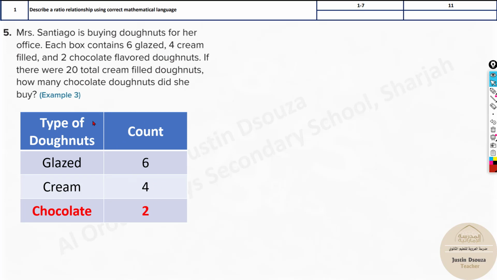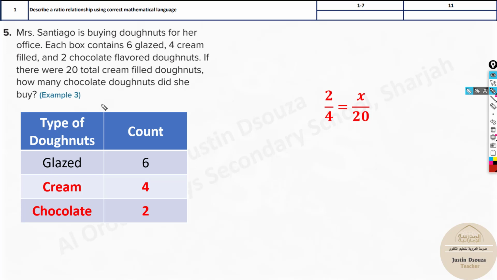But before that, now they are telling us if there were 20 total cream filled. They're not telling the total, they're telling the cream was 20 type of donuts, how many chocolate donuts would be there? So now you need what? Chocolate donuts to find out, and cream also is given. So these two are important. Write the ratios only of these two.